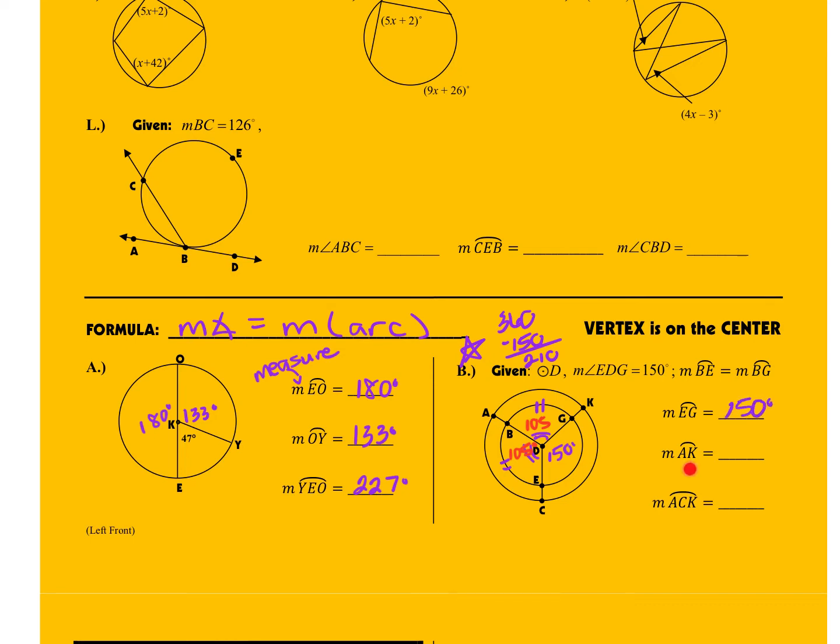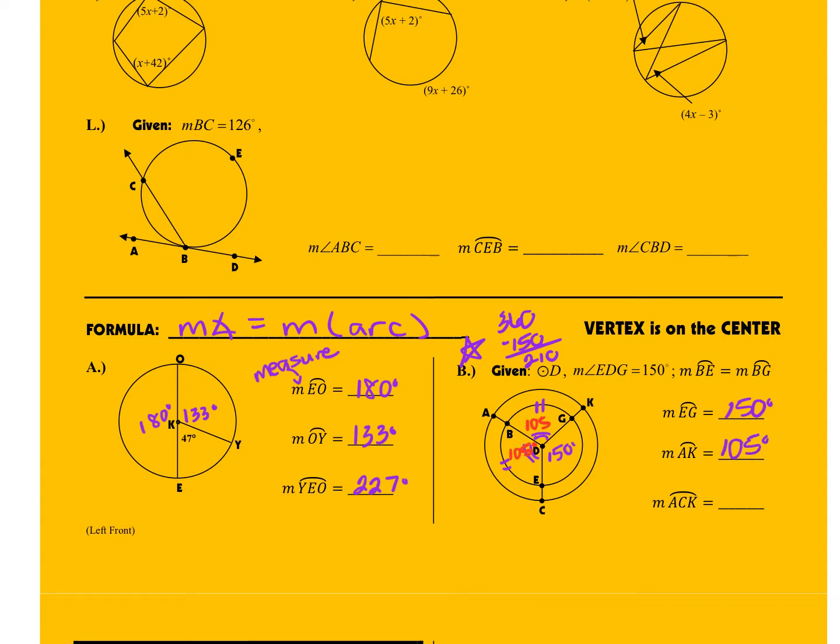If we want our AK, again, two letters, less than 180, we've got our two choices, this direction or this direction. You have to choose the one that's less than 180, and the measure of this arc will match its central angle, so it will be 105.